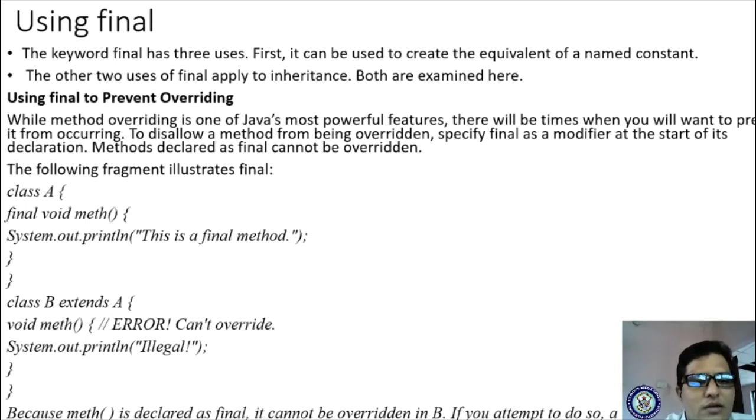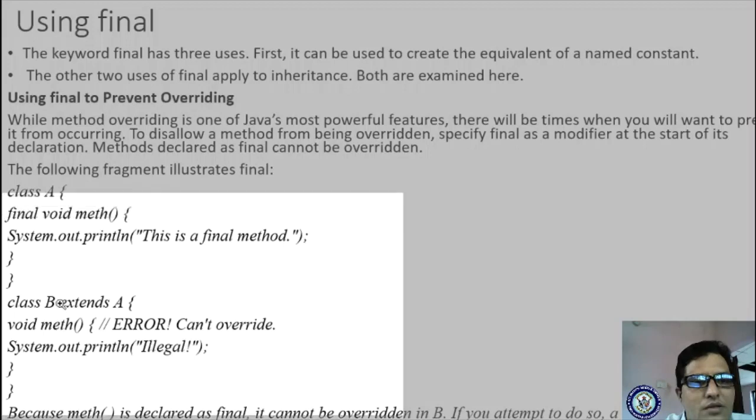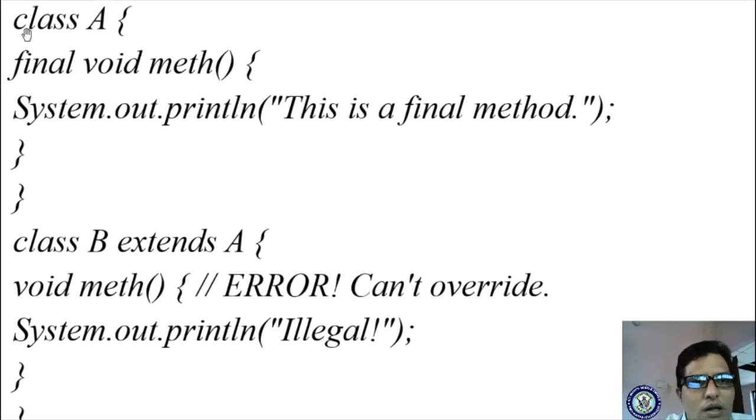To understand the concept better, here is a simple example. What is the example? Class A. In class A, we have the method called void meth. It has a return type and the name of the method, but before that I am using the keyword final. Then you are unable to override this method because it is a constant. This is a final method. Okay, so here the method ends and here class A ends.